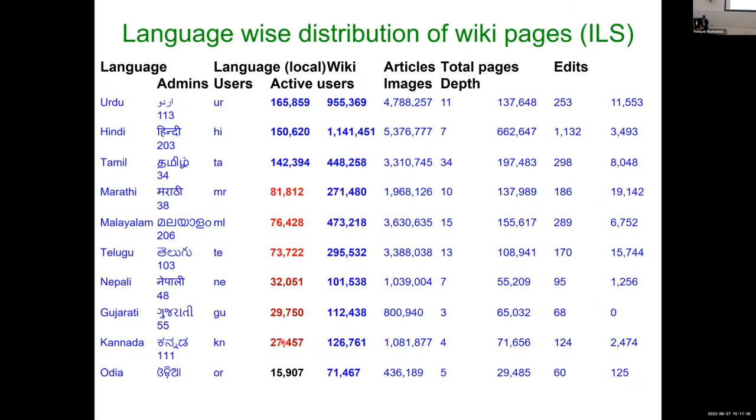When we come to India, Urdu is the language with maximum number of articles, about 165,000. Hindi, Tamil, and Urdu are similar to one another in terms of their number. Marathi, Malayalam, and Telugu belong to the 70 to 80,000 articles club. Nepali, Gujarati, Kannada are in 30,000 group, and Oriya has about 15,000 articles. So all these textual content are real; they exist in the virtual world, and they need processing.